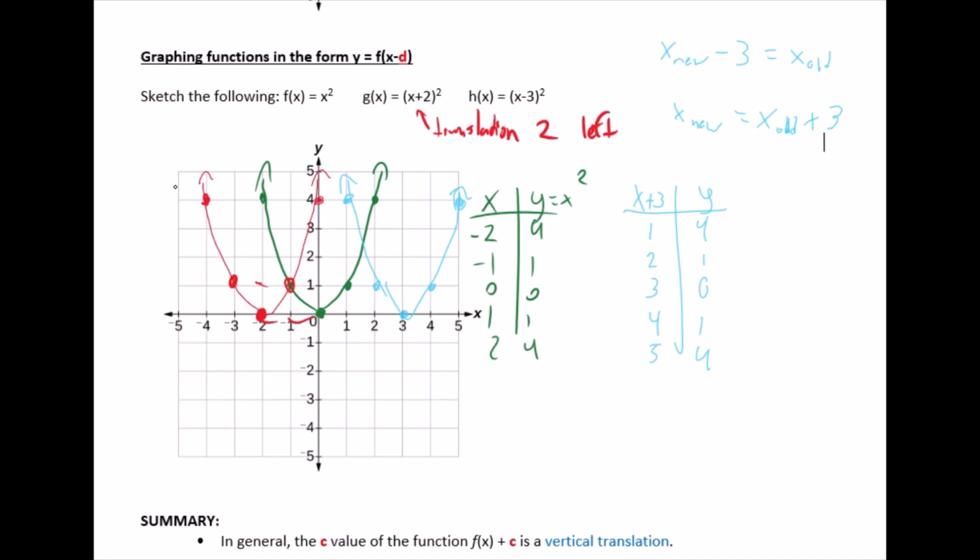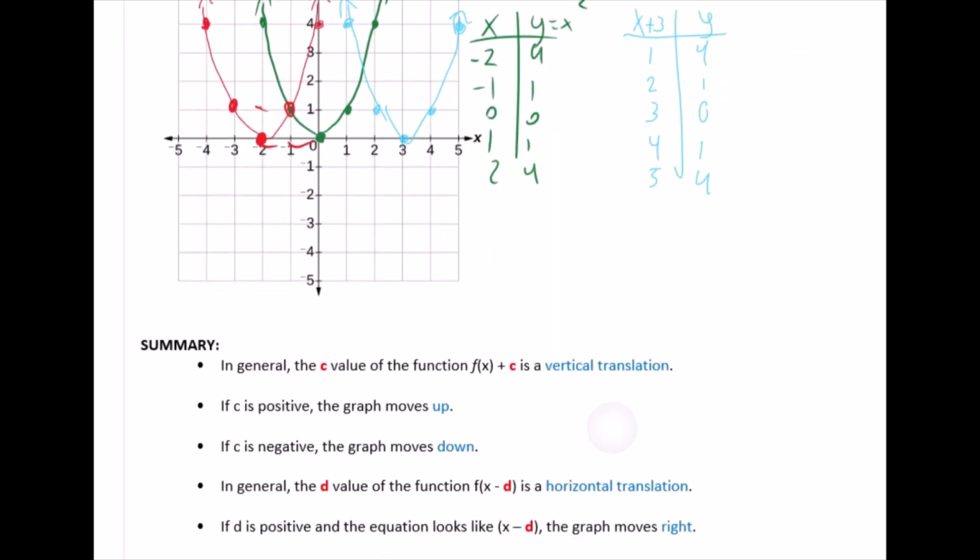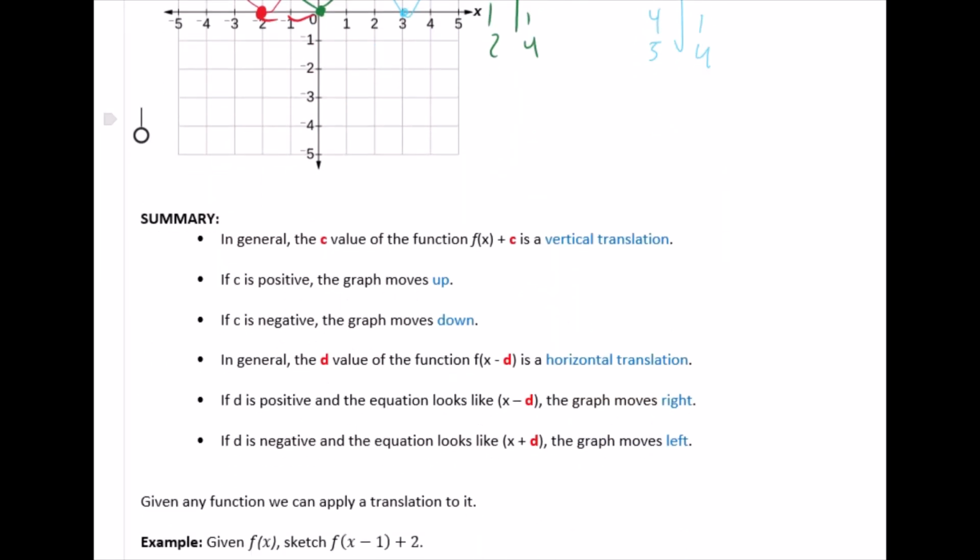So in summary, the C value is going to be vertical translation. If C is positive, graph moves up. If C is negative, graph moves down. D is the horizontal translation. If D is positive, the equation will look like x minus D. The graph is going to move right. If D is negative, the equation will look like x plus D. The graph is going to move left.